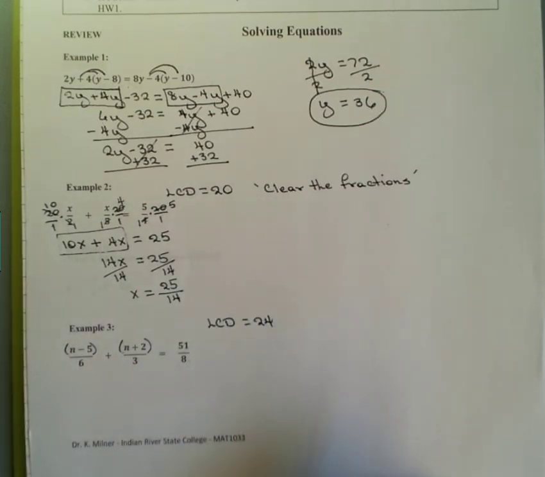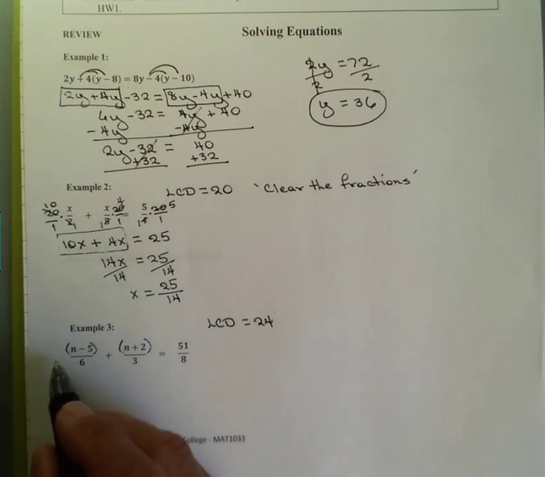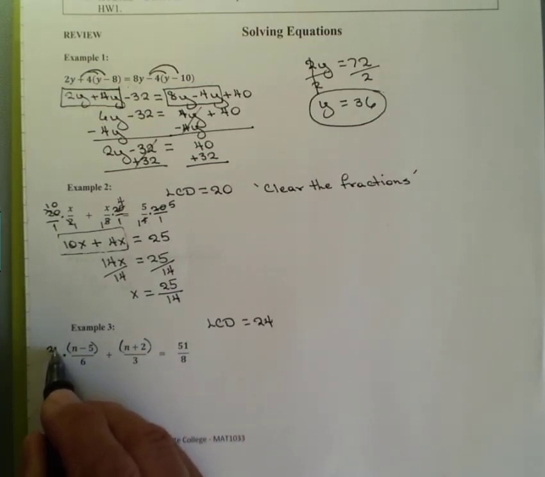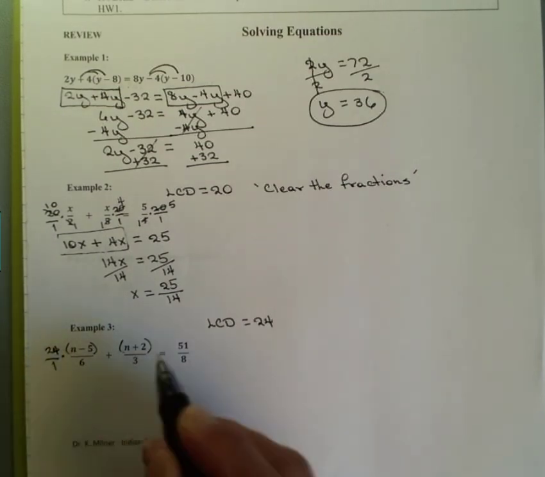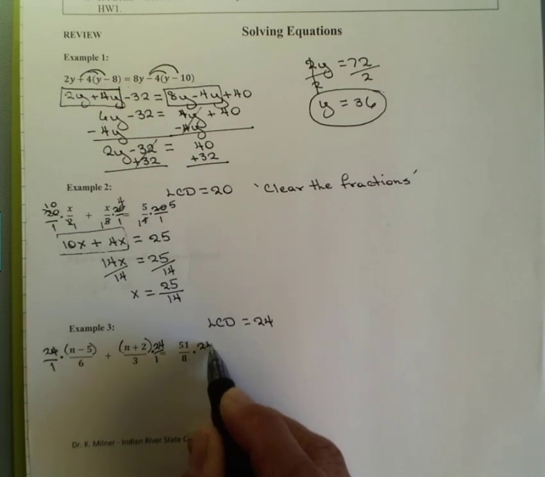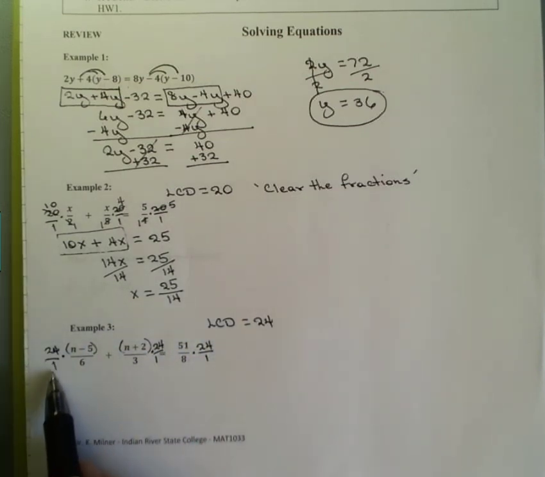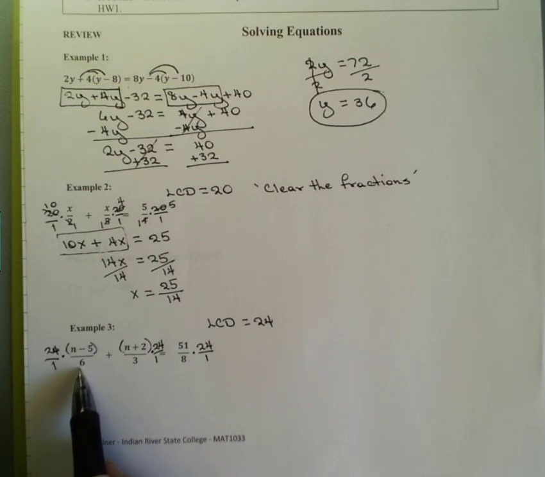I want the numbers to be as small as possible, so I want to pick the least common denominator. Now, once again, we're going to multiply these fractions times 24 over 1. This is just a fraction. No matter how complicated the numerator is, we're just going to treat it as one item, and I'll show you how it works. 24 will cross-reduce with 6.